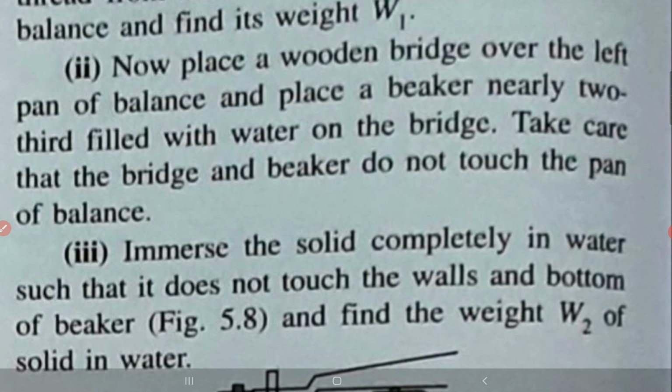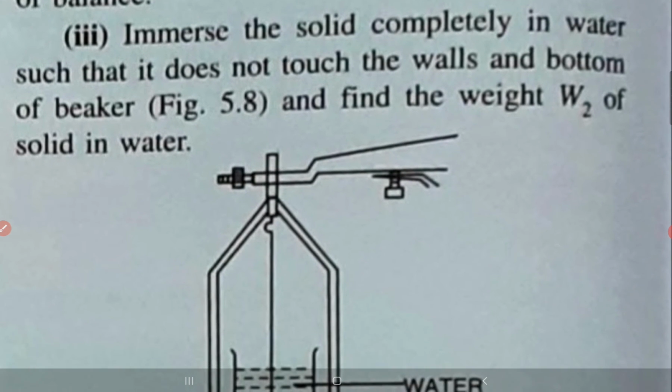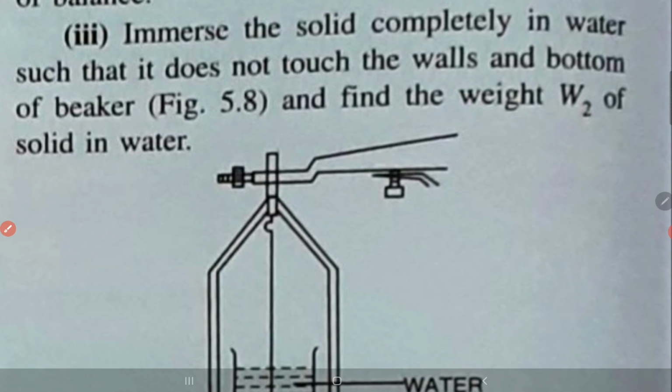Take care that the bridge and the beaker do not touch the pan of the balance, because that will give us a faulty reading. Okay. Number 3, immerse the solid completely in water such that it does not touch the walls or the bottom of the beaker and find the weight W2 of the solid. This can be done with the help of a spring balance also. It will be much easier, right?